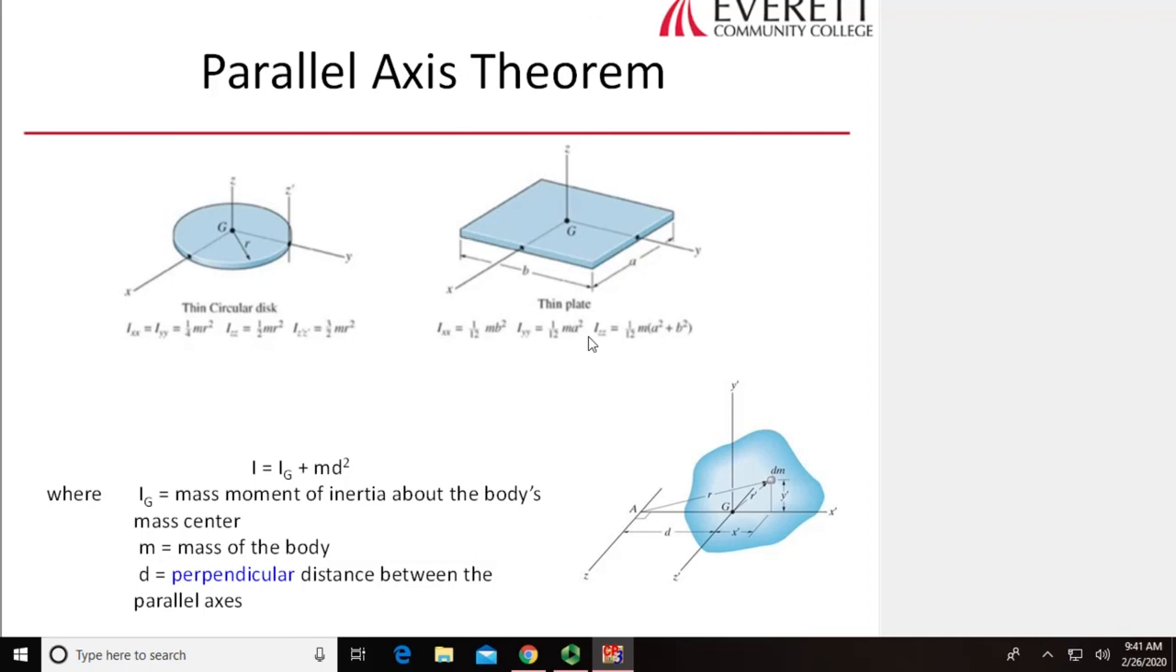However, there's the parallel axis theorem. The parallel axis theorem states, if you can find the moment of inertia about any given axis on a rigid body, you can find the moment of inertia about another axis using the parallel axis theorem.